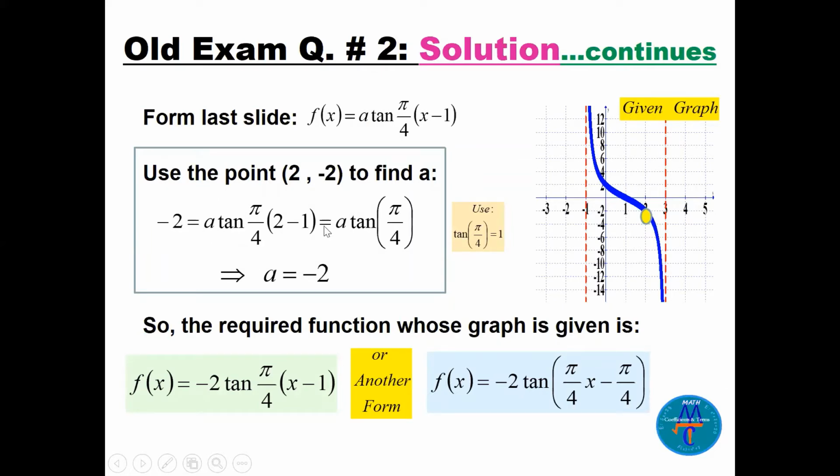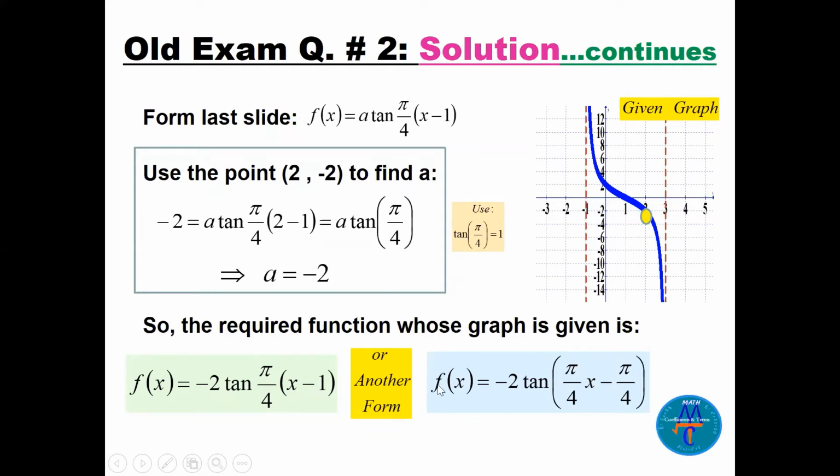You get -2 equals a tan pi over 4. Tan pi over 4 is 1, so a will be -2. So now the function is, this is the answer here, -2 tan of pi over 4 (x minus 1).